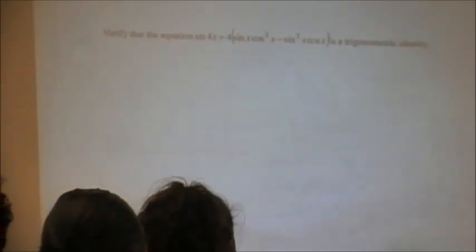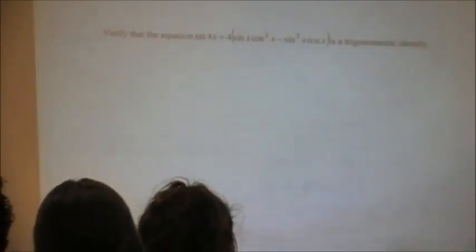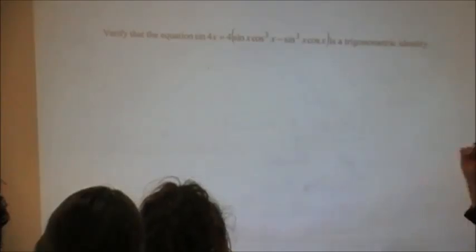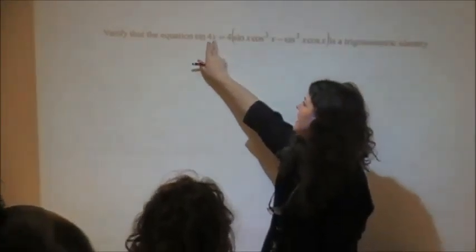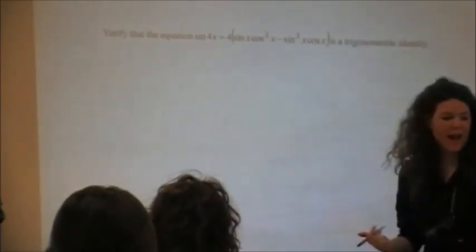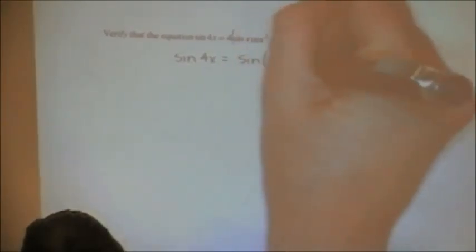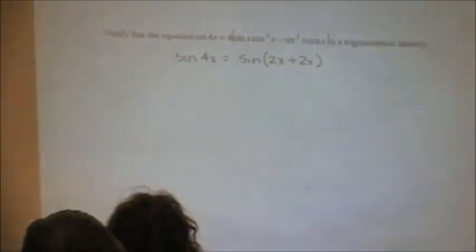Okay, so they give me sine 4x and I don't have anything. Now, this is one that is different. You're not gonna take the complicated side and make it look like the small side. We're gonna do the reverse, because this is a double angle identity, sort of. It's 4x and we don't know one for 4x, but we do know one for 2x. So I'm gonna do sine of 4x is the same thing as sine of 2x plus 2x.